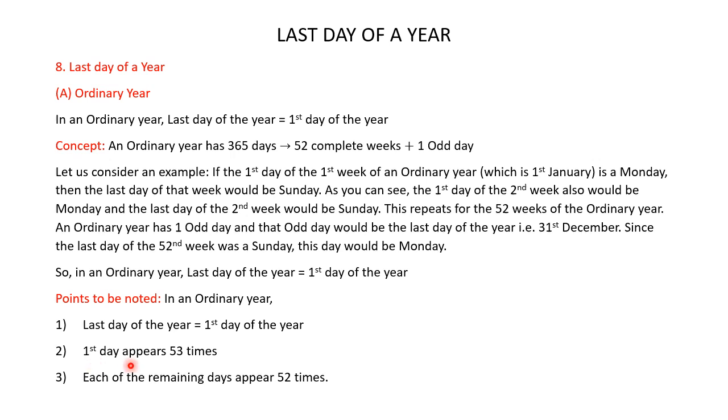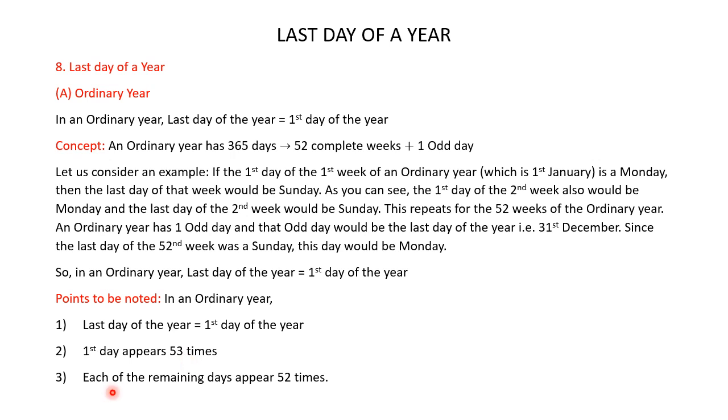First day appears 53 times. Look at this example. Here we have assumed that the first day is a Monday and this Monday appears for 52 weeks of the ordinary year. Now, an ordinary year has one odd day and that odd day is Monday. So, Monday appears 52 plus 1, that is 53 times in an ordinary year. So this means that the first day appears 53 times in an ordinary year.